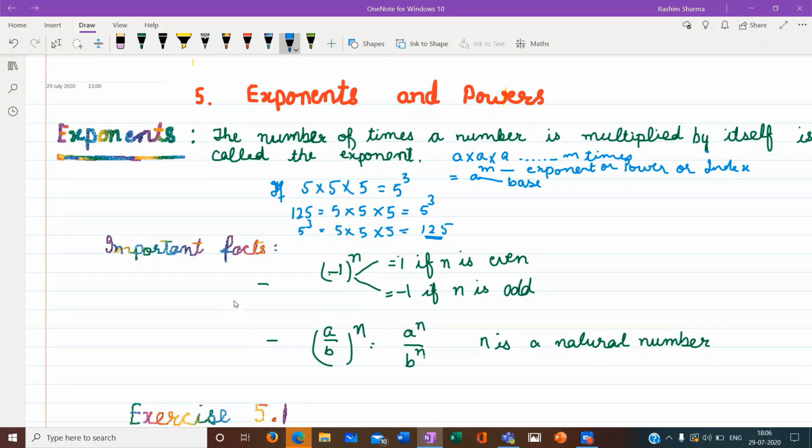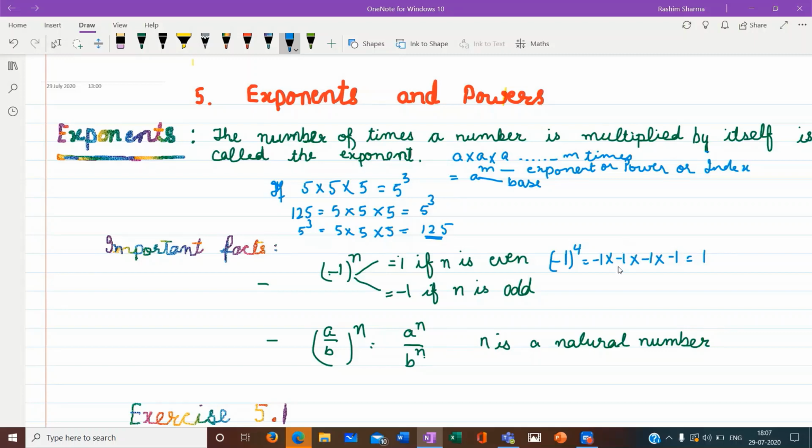Now let us understand a few important points. Minus 1 raised to power n will be equal to 1 if n is even, and equal to minus 1 if n is odd. What does this mean? Let us take an example. If minus 1 is raised to power 4, 4 is an even number. It means when I multiply minus 1 four times, I will get a positive result. Now 1 multiplied 4 times remains 1, but it will be plus 1.